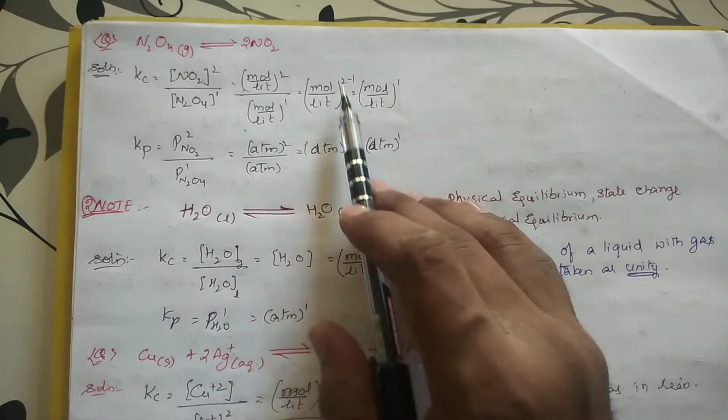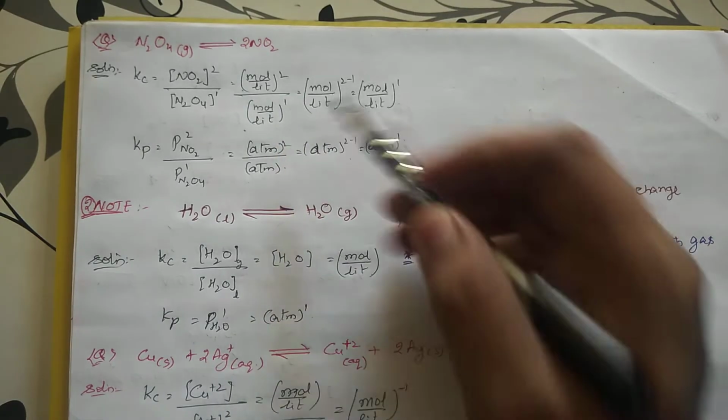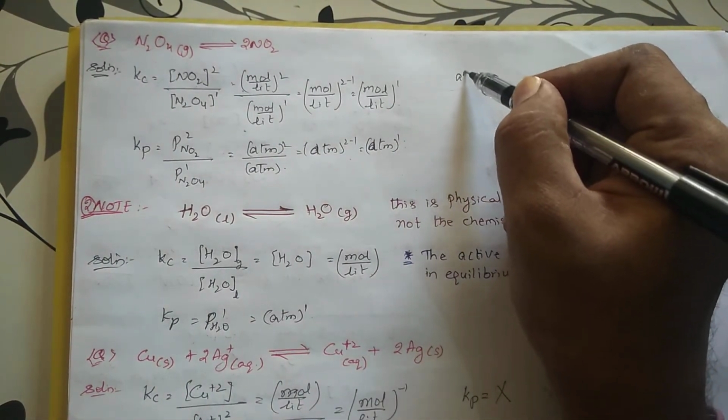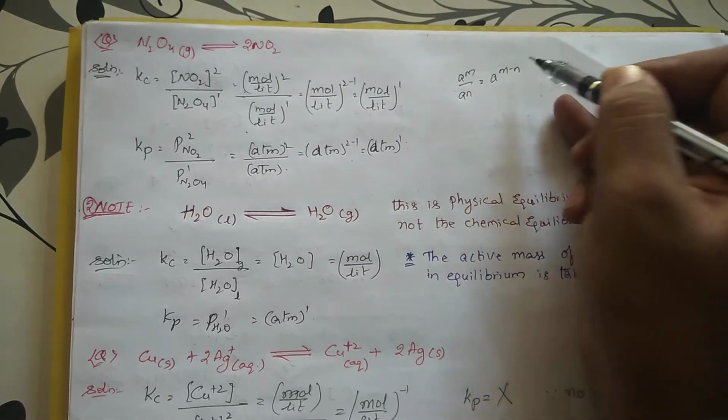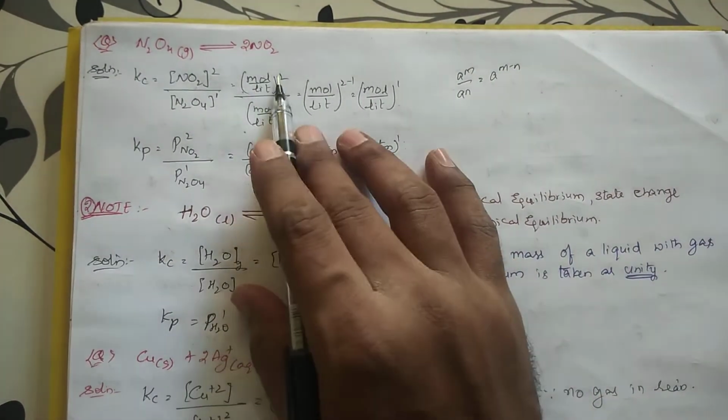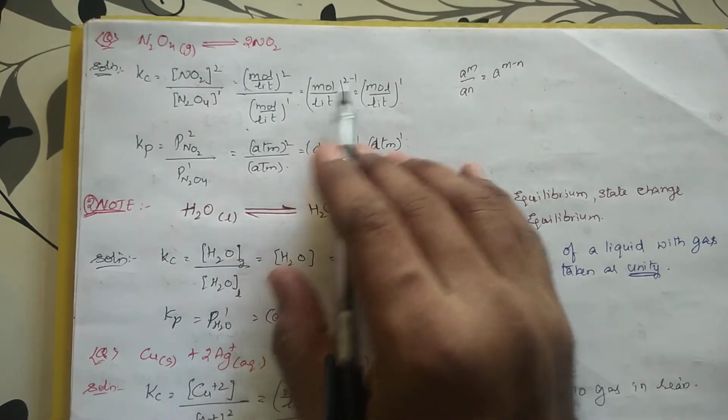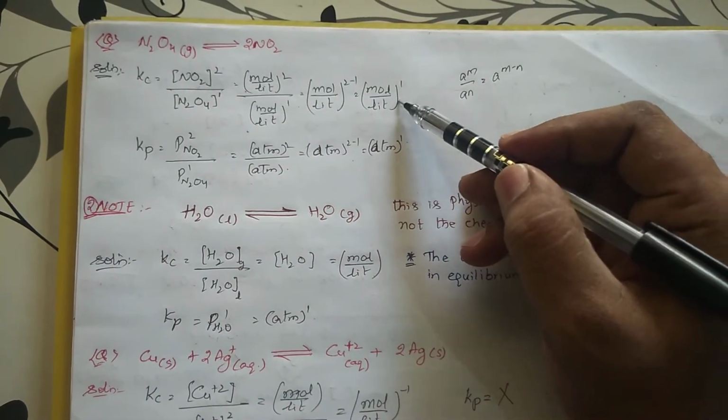If the denominator goes upside, what happens? 2 minus 1. This is something like a power m by a power n. It will be equal to a power m minus n. So this is a power 2, a power 1, so that it becomes a power 2 minus 1. So it becomes moles per liter. So the unit is this one.